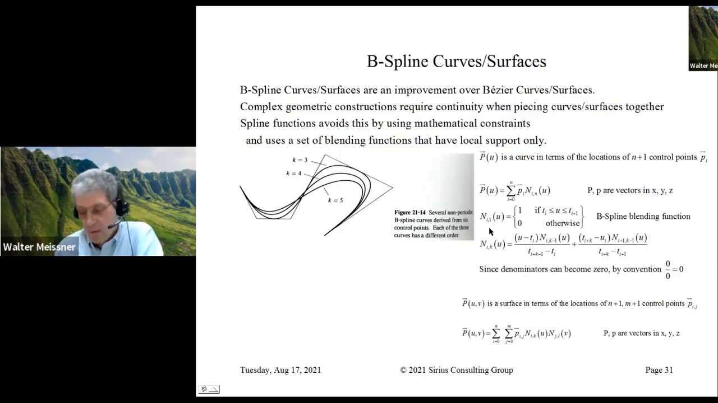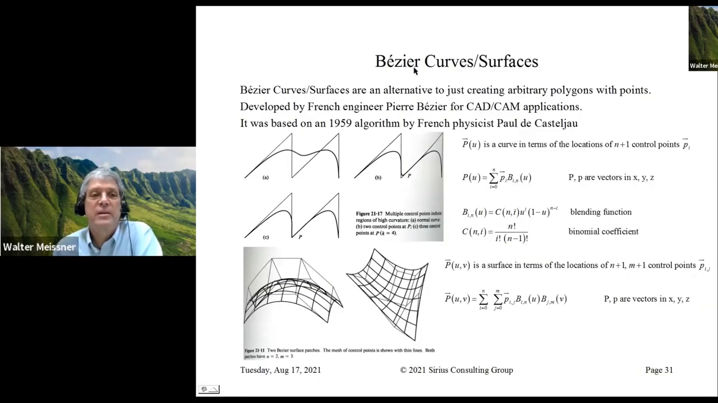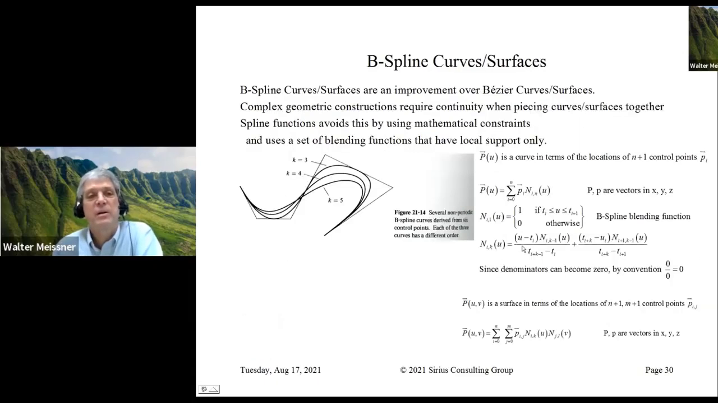Now, one problem with Bezier surfaces, for instance, if you have 2 and you want them to match up at the boundaries, it may be a little bit difficult. So they came up with something called B-spline curves and surfaces. And so what this does is, complex geometric constructions are required to get continuity when piecing curves and surfaces together, and they can be avoided by using mathematical constraints, and it uses a set of blending functions that have local support only.